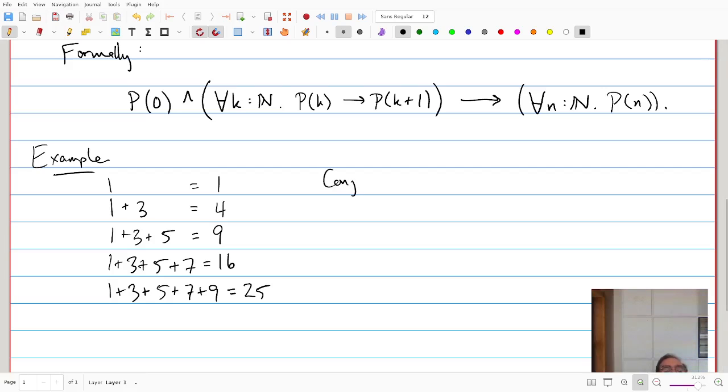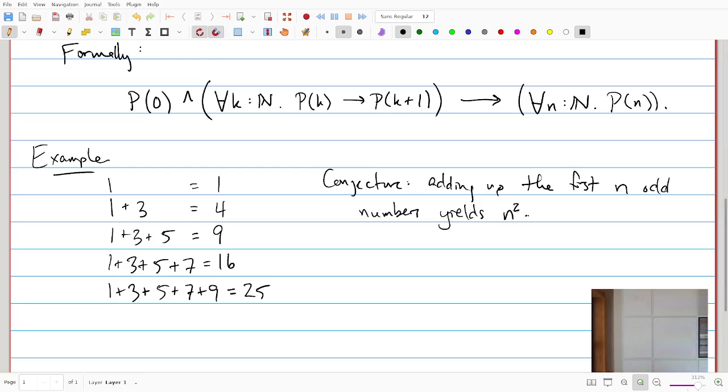So our conjecture is that adding up the first n odd numbers yields, let's see, the first two odd numbers give 2 squared, the first three odd numbers give 3 squared. So it looks like adding up the first n odd numbers will give us n squared. That's our conjecture.